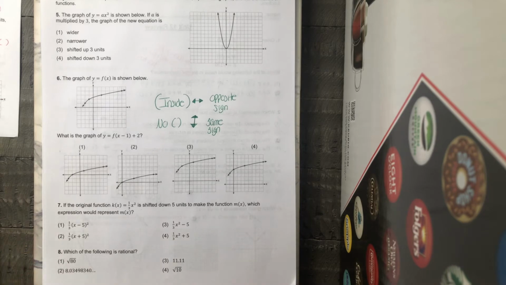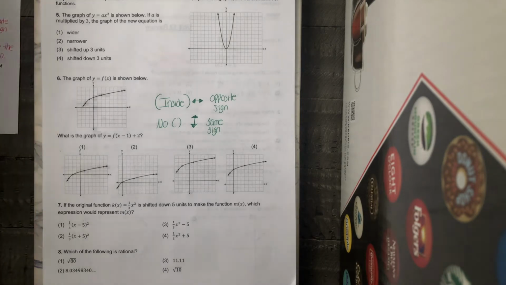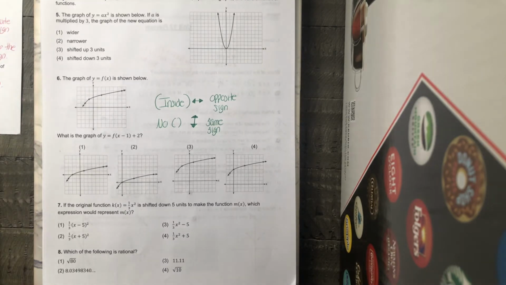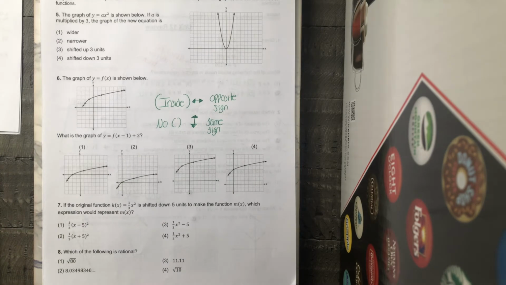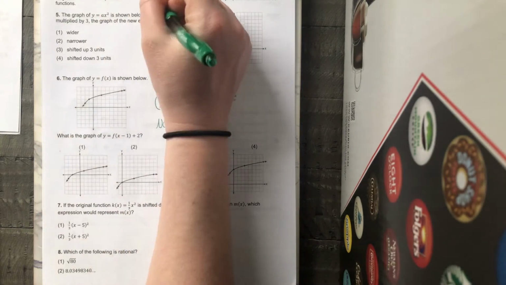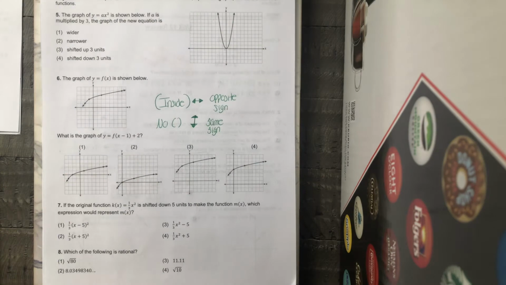So here, if I look at number 5, it says the graph of y equals ax squared is shown below. If a is multiplied by 3, what happens to my new graph? Okay, I'm going to solve number 5 the way I did number 3. So again, if you don't have the rules memorized, you can always create your own example. So right now, a is a variable. I'm going to plug in a number and just make up my own example.